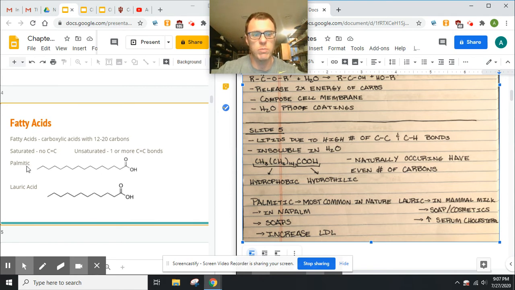I don't know why that is, but that's what we've noticed. So here, this is palmitic acid and this is lauric acid. Palmitic acid is super common in nature. It's in palm oil and soaps, and this can increase your low density lipoproteins. We're going to talk about what those are later. Lauric acid is found in mammal milk, also in soap and cosmetics, and this can raise your serum cholesterol.